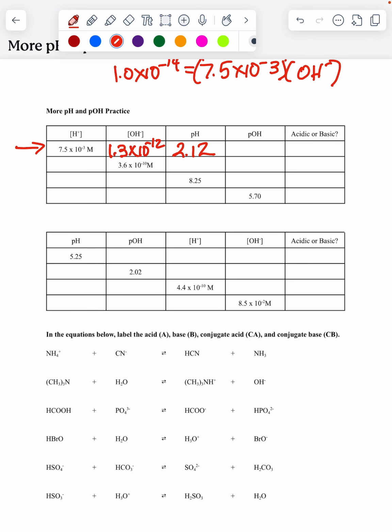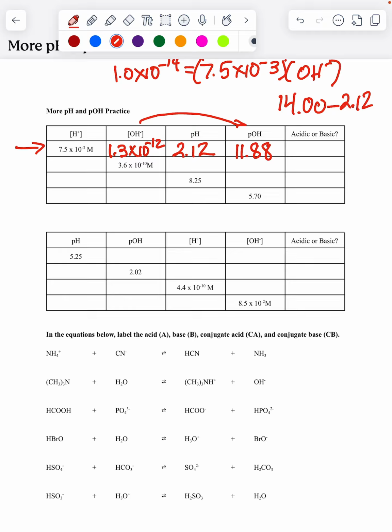And I can either use that same equation to get pOH, or you guys, it's just 14 minus 2.12. So that's going to be 11.88. I hope. Better check that, huh? Yep, 11.88.